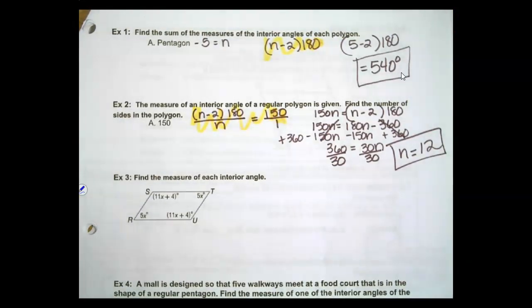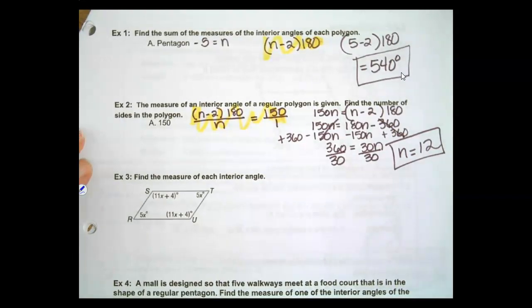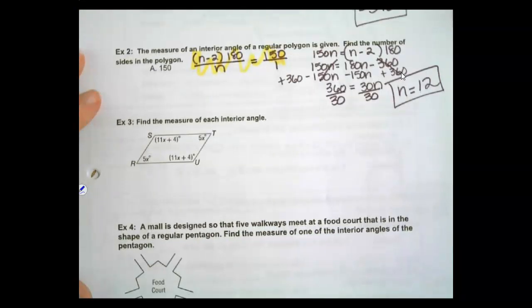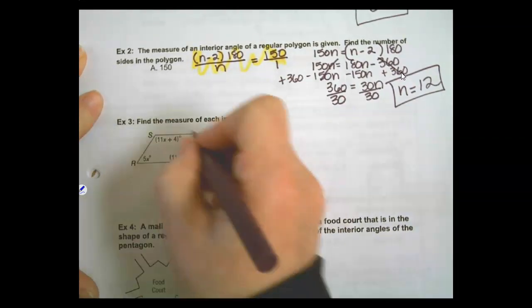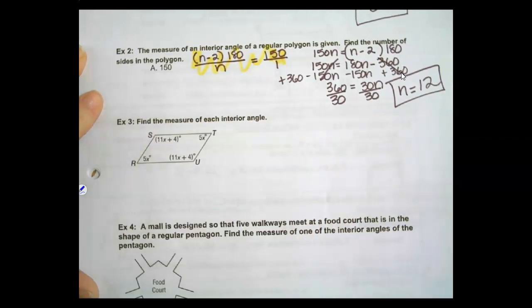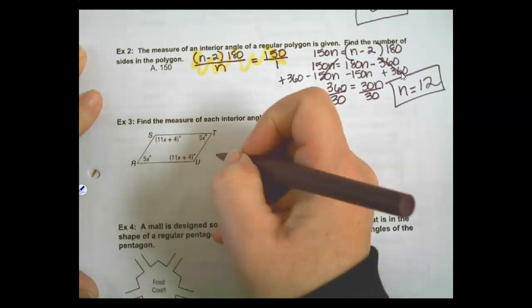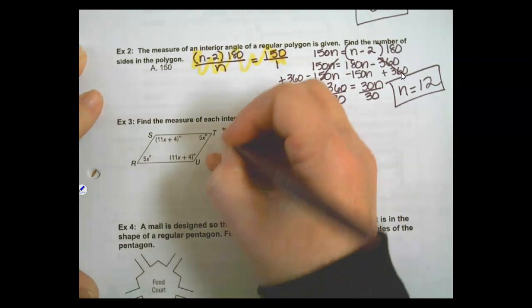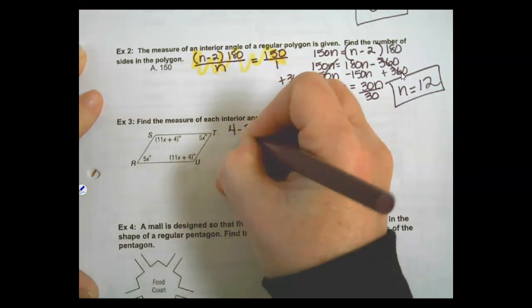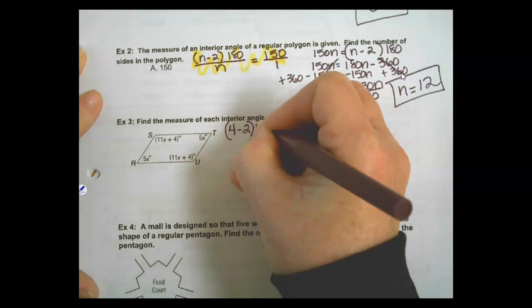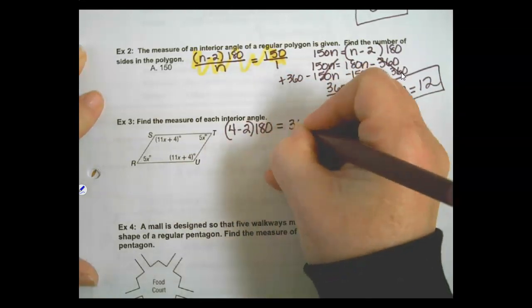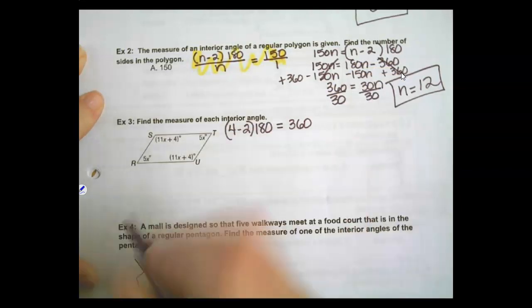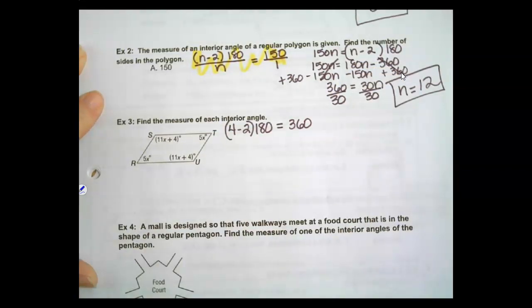All right, so we are finding the measures of each interior angle. So these are interior angles, and so how much does all of this equal to? Since it's a quadrilateral, it's 4. So you could say 4 minus 2 times 180. That should give you 360. So all of these added together will give you 360.